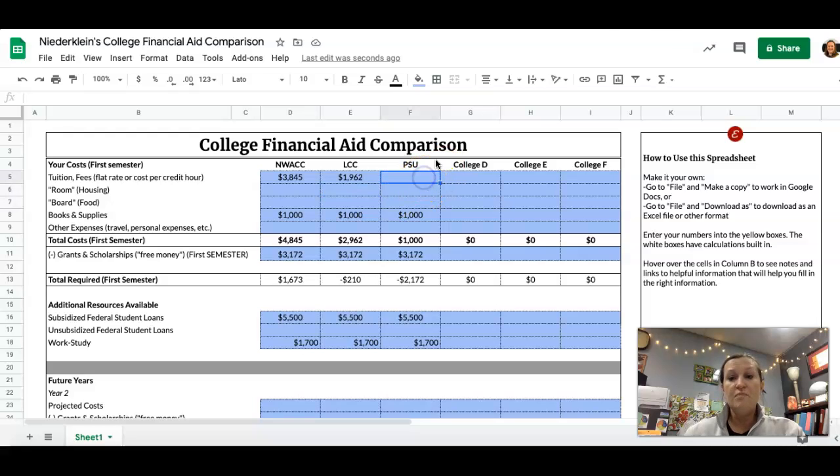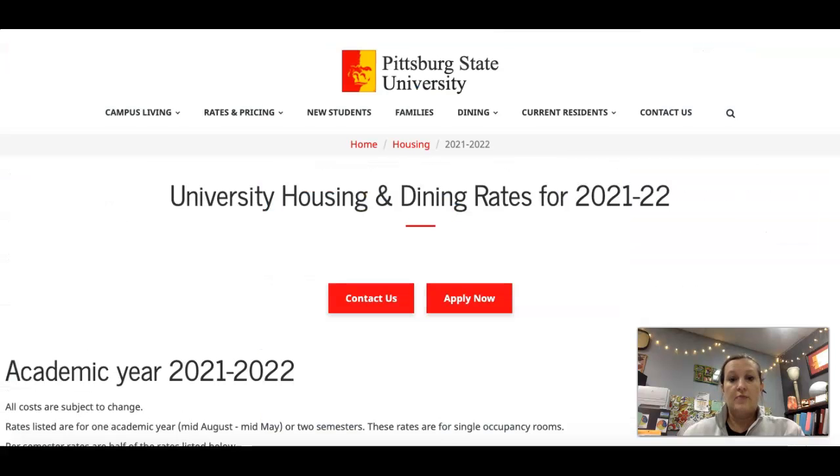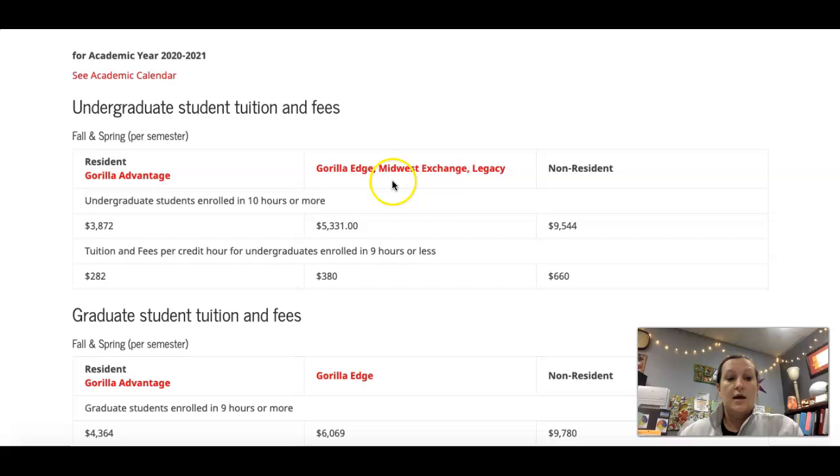Okay. Looking at Pitt State. If I look at Pitt State's tuition, they do have a flat rate tuition, and it includes tuition and fees. This next would be tuition and fees if you took under 9 hours. So at Pitt State, the more hours, it doesn't matter, you're going to be charged the same. So $3,872.